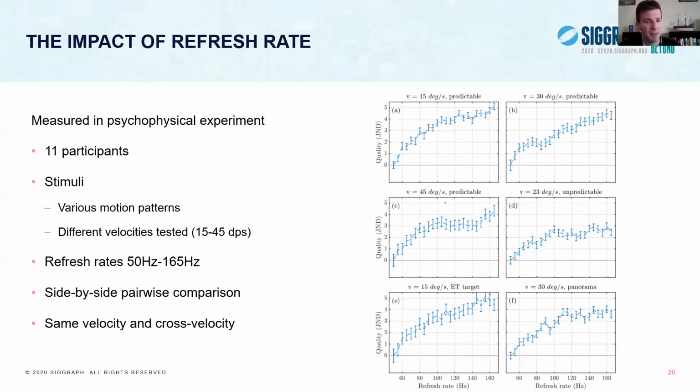We also found that when the eye had trouble predicting the path of the object, such as with the unpredictable motion here, the impact of refresh rate was reduced. Content, on the other hand, didn't have an observable impact.